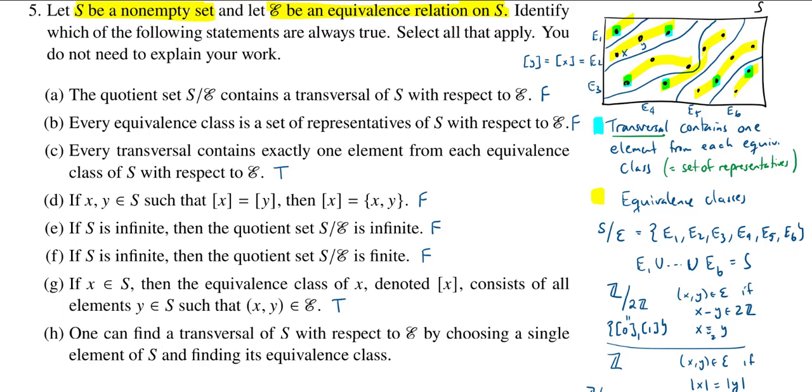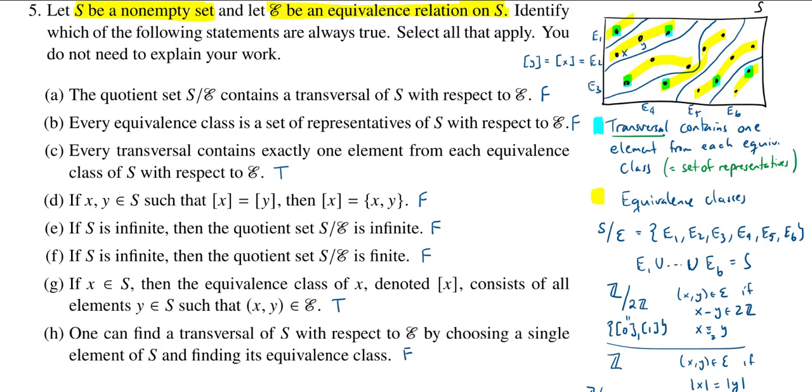All right, and finally, H: one can find a transversal of S. Remember, that's where we choose one from each class. We can find a transversal with respect to E by choosing a single element. Oh, that sounds good. A single element of S. Oh, wait, a single element of S, like E1, that point in there in E1, and finding its equivalence class. Oh no. I choose a point, I take its equivalence class. That would give me E1, for example, or I could choose Y, and that would give me E2. But I need a transversal. I need one point from every equivalence class. Yeah, this doesn't work. So this is a false statement.